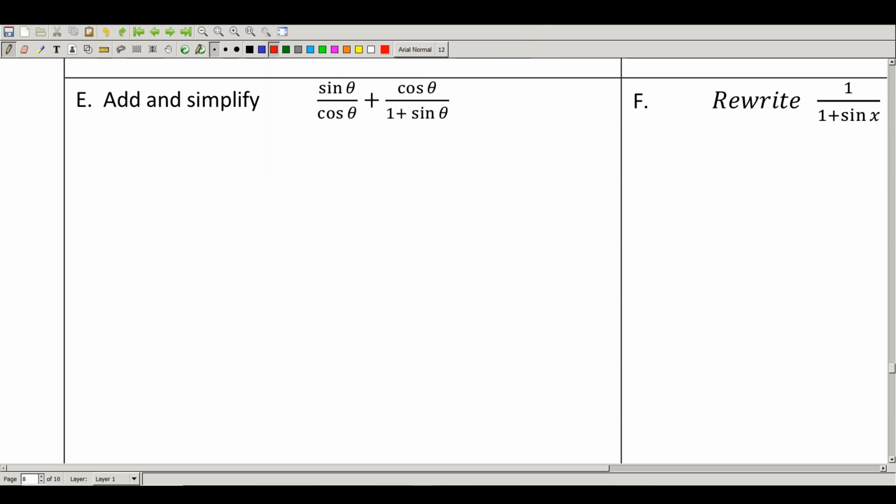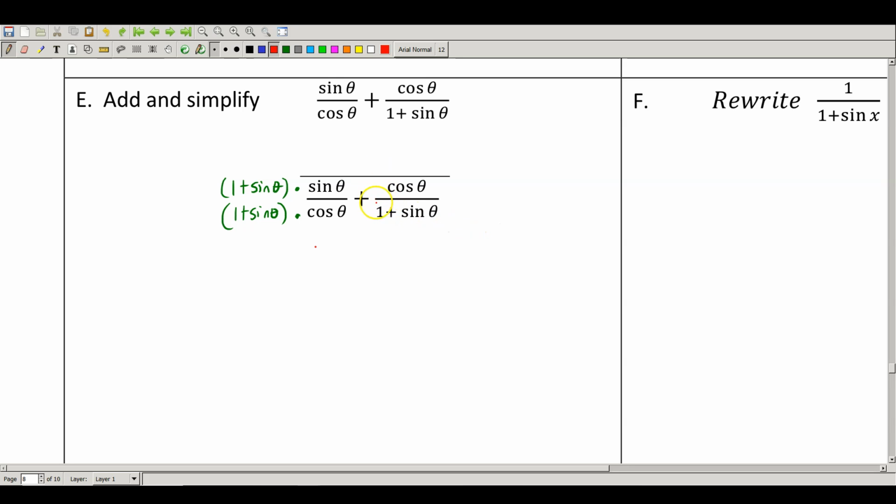This is very similar to the other one we did. We need a common denominator here. The only thing we're going to do is multiply the left fraction by 1 plus sine theta, because that's what this one has and this one needs. Also the top by 1 plus sine of theta. The right fraction we're going to multiply by cosine, because that has a cosine, and this one needs a cosine.